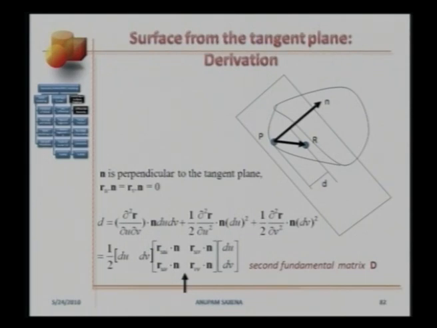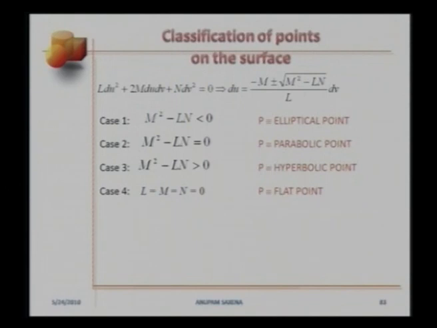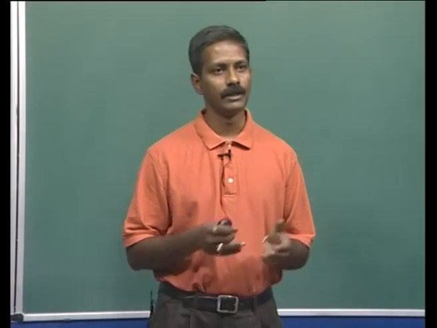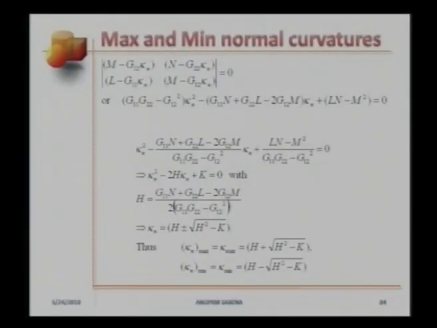It was the elements of the first fundamental matrix and the second fundamental matrix that were quite important for us in describing different surface features. For example, we could classify points on a surface as elliptic, parabolic, hyperbolic, or flat points, and we can also compute two different kinds of curvatures, the Gaussian curvature and the mean curvature. The mean curvature was the sum of two curvatures, and the Gaussian curvature was in fact the product of two curvatures.